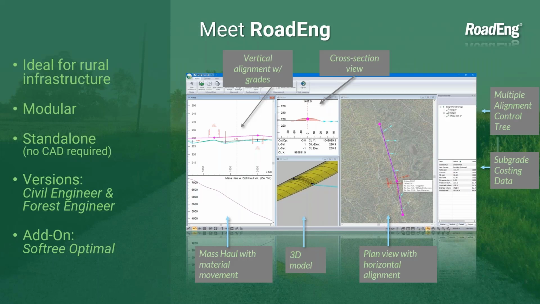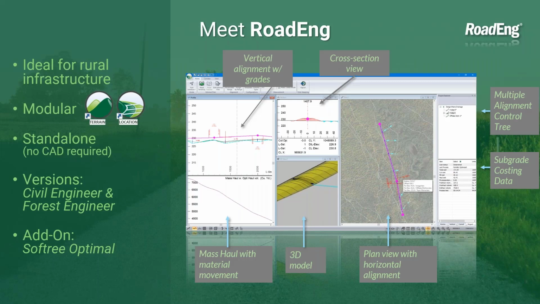RoadEng is built for rural infrastructure, meaning that we are really well suited to long corridors, greenfield projects, and other ones that are in that space. The software itself is modular. So today you're going to see us play in two different modules. Having modules allows us to segment the different workflow items and keep our toolbars and menus as simple as possible. The software is also standalone, no CAD software required.